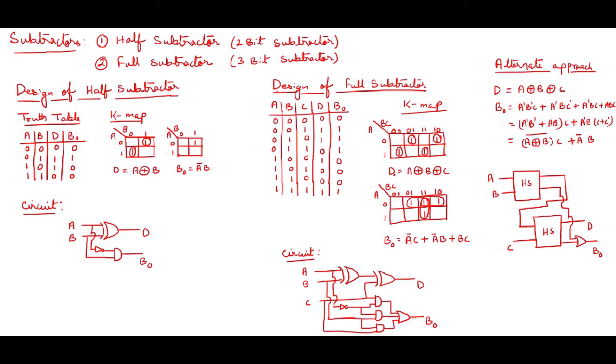So the equation coming over here is A XOR B XOR C. You can put down the different min terms, then you can solve it out. You will end up with these equations only. Okay, so directly I have written A XOR B XOR C. Now coming to the borrow part, so all the ones I placed over here.